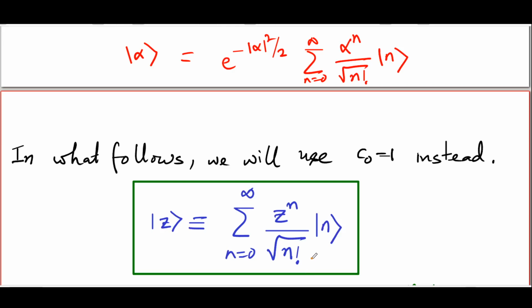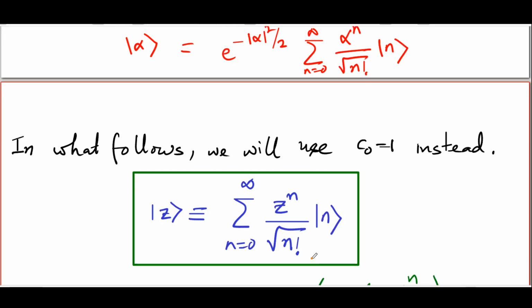Near the end of this lecture, I am going to return to normalized coherent states, where I am going to call it ket alpha again. Now, with this small matter of the labeling out of the way, let us take a look at the properties of this particular ket, the ket z.